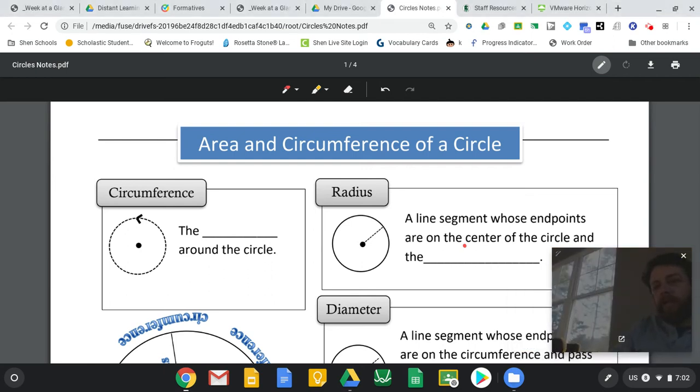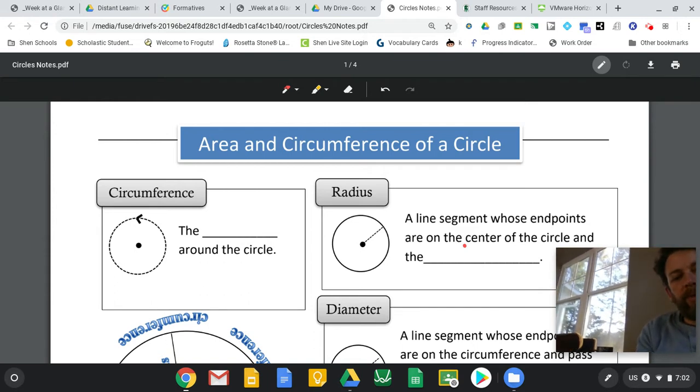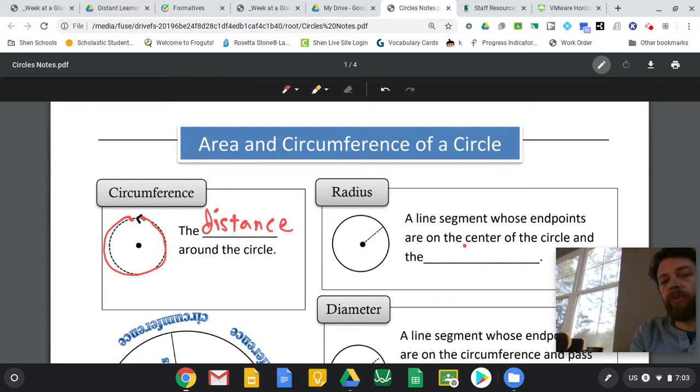So as I said in the last video, the circumference is the distance around the circle. Let me get my pen going here. There we go. It's the distance around the circle. It's kind of like perimeter, only on a circle, because perimeter is the distance around a shape with sides. You have to add up all the sides, and there are no sides. So they call this circumference.